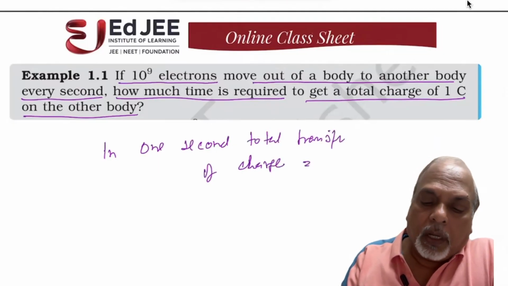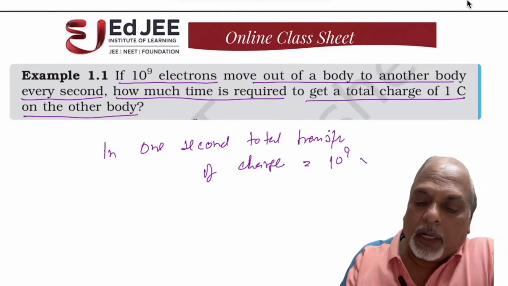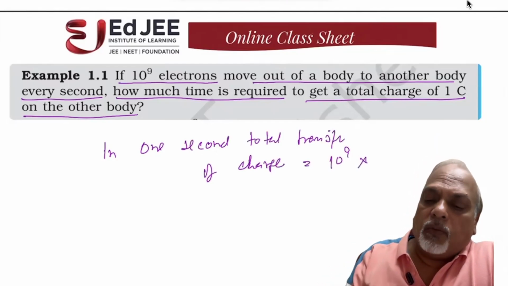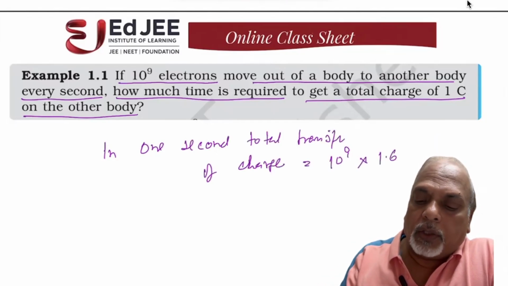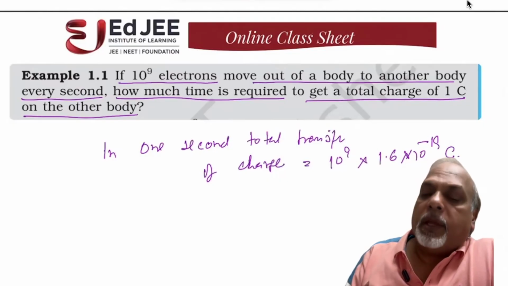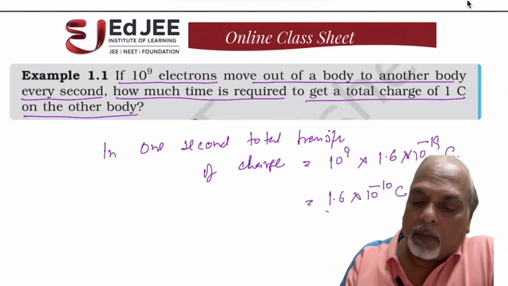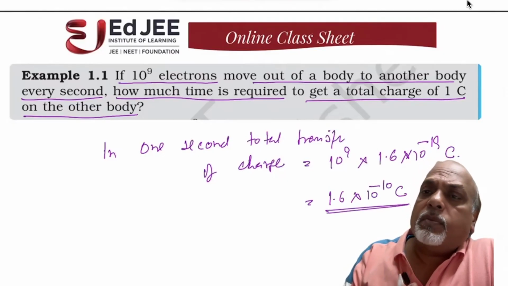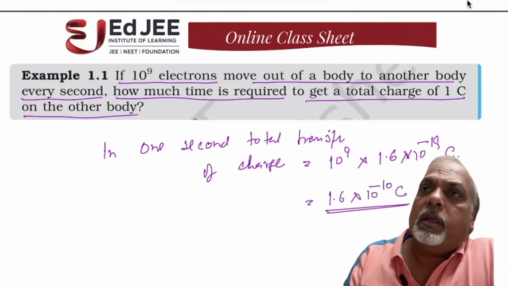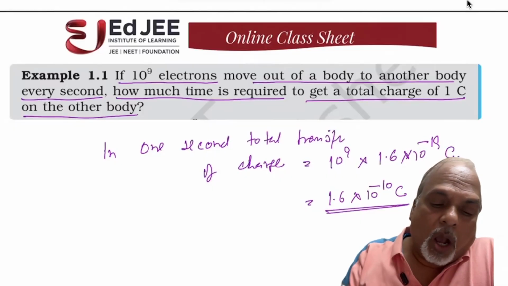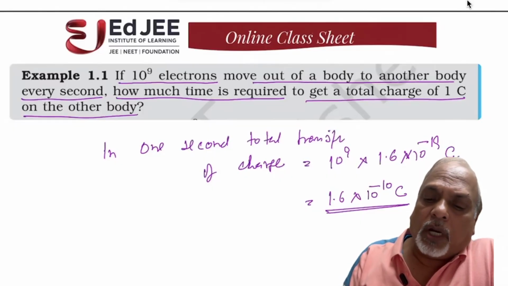That is basically 10 raised to 9 electrons, and the charge on one electron is 1.6 into 10 raised to minus 19 coulomb. That means it is 1.6 into 10 raised to minus 10 coulomb. In 1 second, this much total charge is transferring from one body to another body. Correct? So, how much time is required to get a total charge of 1 coulomb?